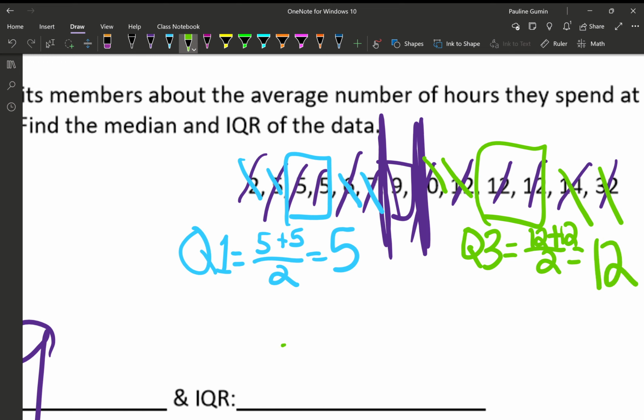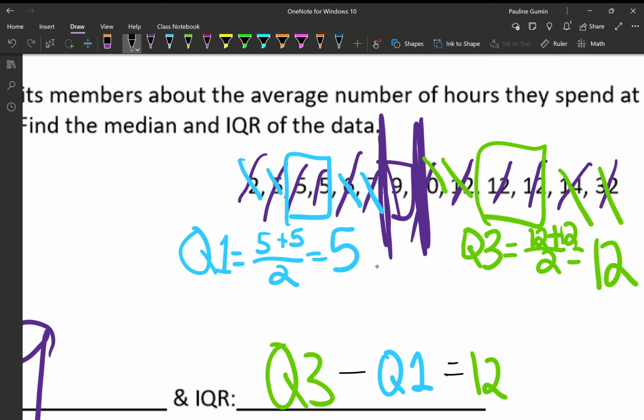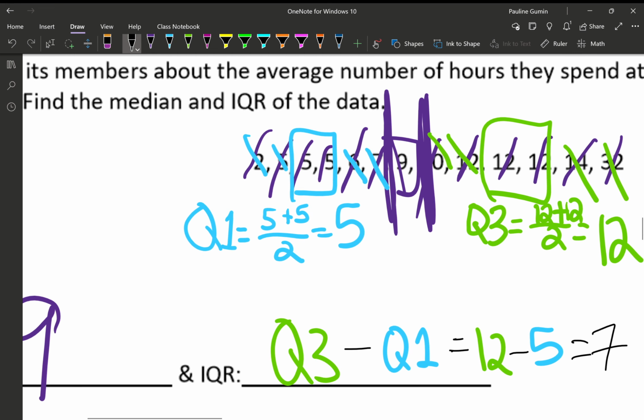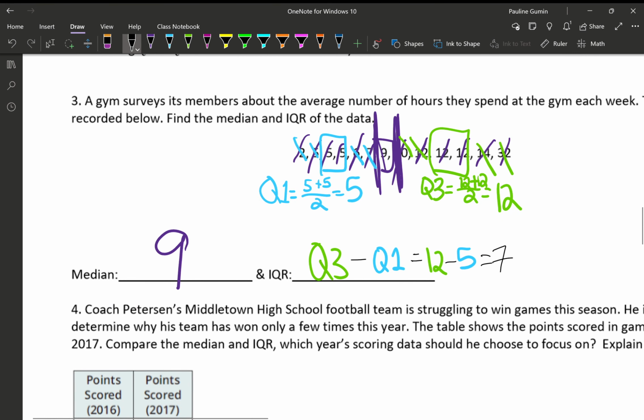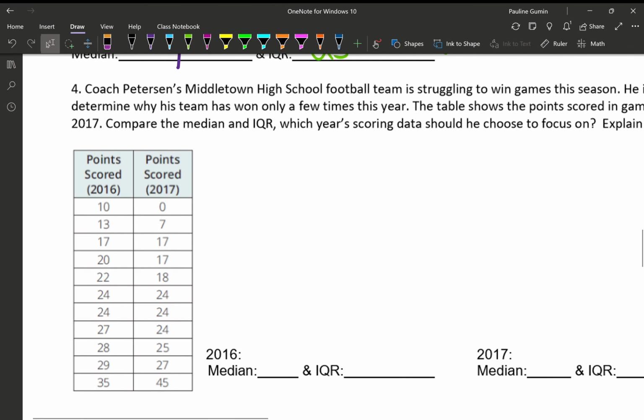Okay, to find the IQR, we do Q3 minus Q1. So that's 12 minus 5. Our IQR is 7. And zoom out. Beautiful. Let's do that one more time.